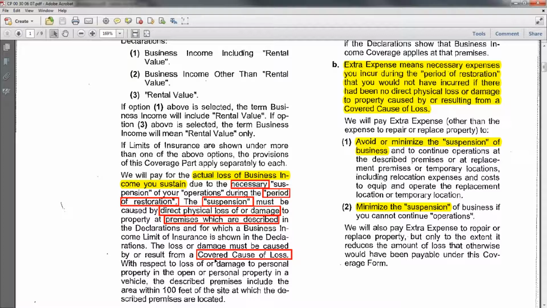So that, of course, was a real general overview of extra expenses, but I hope it gives you a little idea and some clarity about how they work.